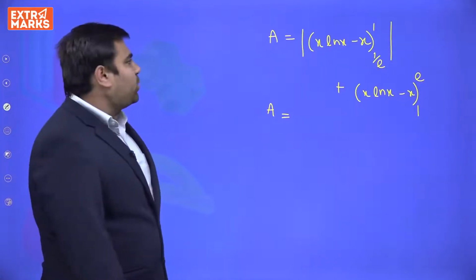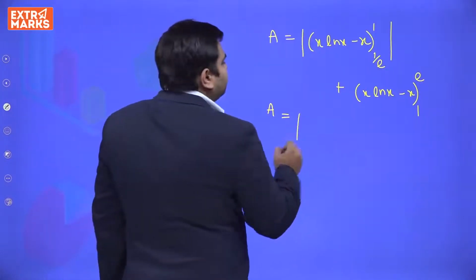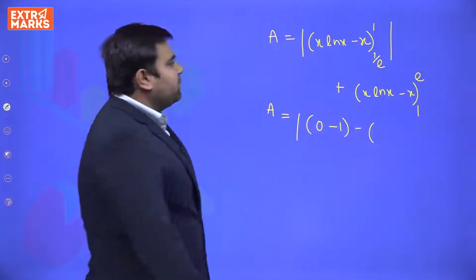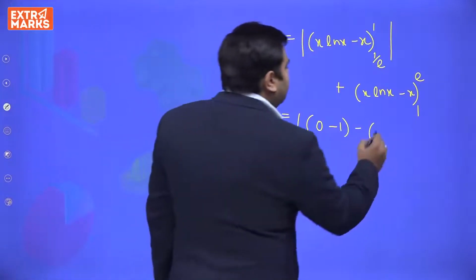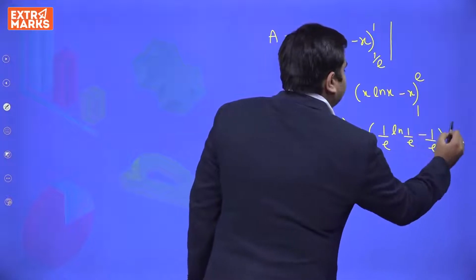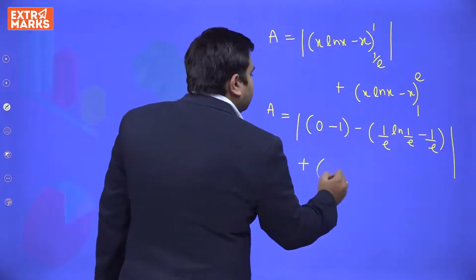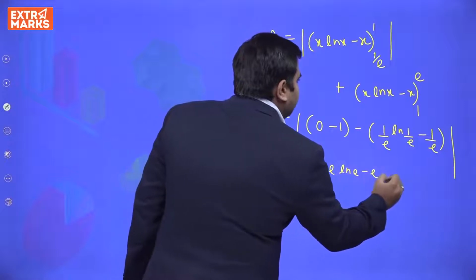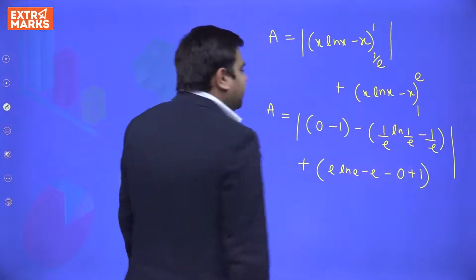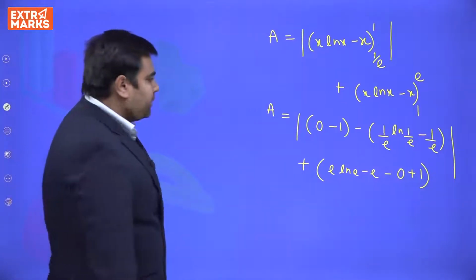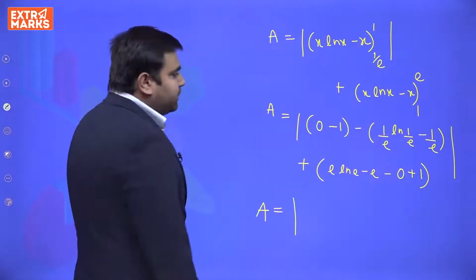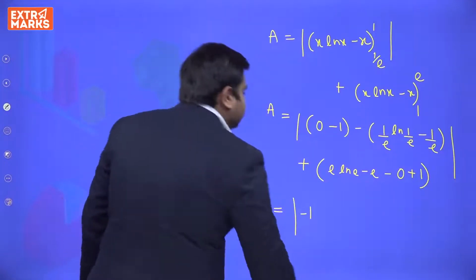Now let's substitute 1 over here. When I substitute 1, then I will be getting 0 minus 1. Now let's substitute 1 by e. When I substitute 1 by e, I would be getting 1 by e ln 1 by e minus 1 by e, modulus closed, plus e ln e minus 0 plus 1, right? So what we would be getting? Area is coming out to be minus 1.